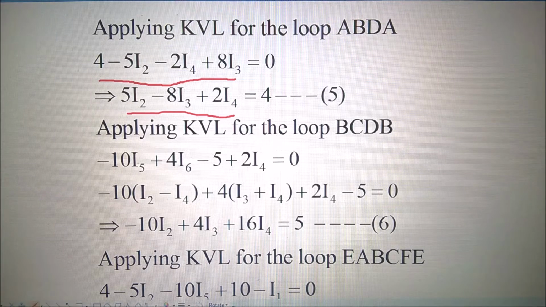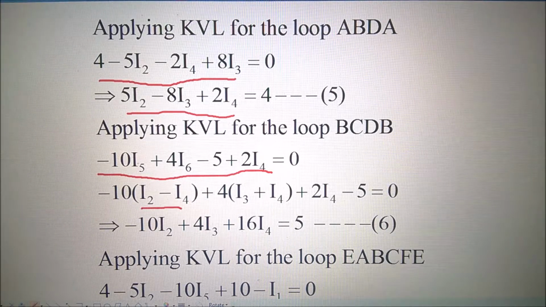Here one important thing is that we want to keep only three variables: I2, I3, and I4. I5, I6, and I1 will be replaced by these variables. Therefore, I5 is replaced using equation number 2, I2 minus I4. And I6 is replaced by I3 plus I4, equation number 4. Now, after simplification, we'll get equation number 6.